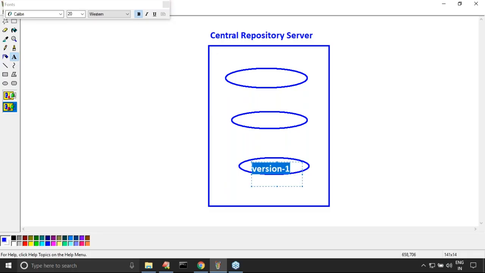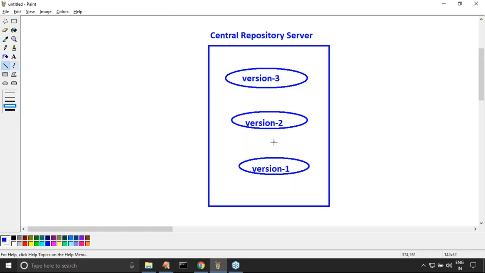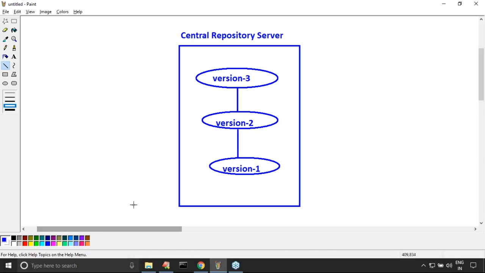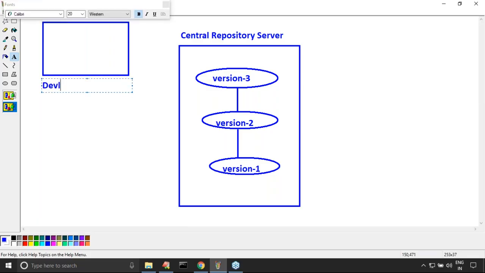Assume that this is version 1, this is version 2, and after that this is version 3. Multiple versions will be there by default. Now assume that there are multiple developers. This is a developer's workspace, also called the working directory. Any word you can use, no problem at all. This is the developer's workspace.